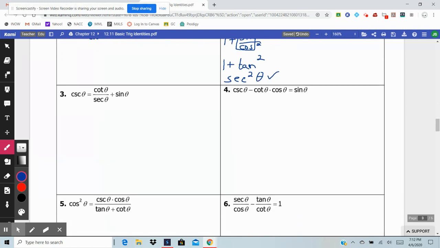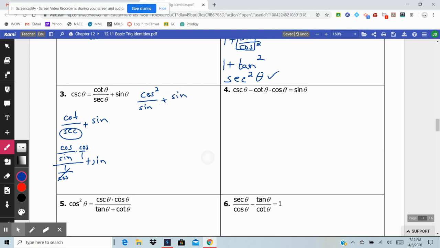Next problem, pick the ugliest side, which would be cotangent over secant plus sine. Let's change all the cotangents and secants to sines and cosines. I know that cotangent, by the quotient identity, is equal to the cosine over the sine, over, I know that secant is equal to 1 over cosine. I still have plus sine. To divide these two fractions, I'm going to flip and multiply, so I'm going to do times cosine over 1. So that would equal cosine squared over sine. Now I've got to do plus sine.